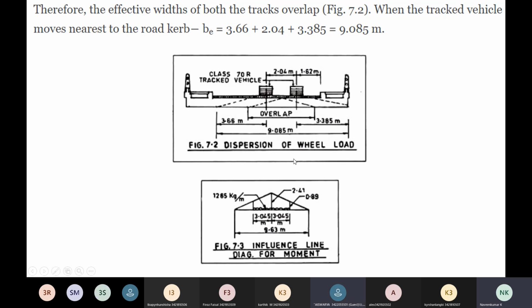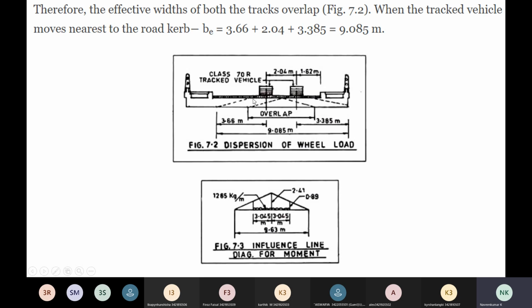As I told, this is the carriageway. From this point to this point, it is the carriageway. So only this way is allowed for the vehicle movement.